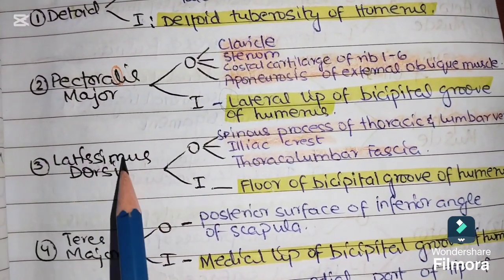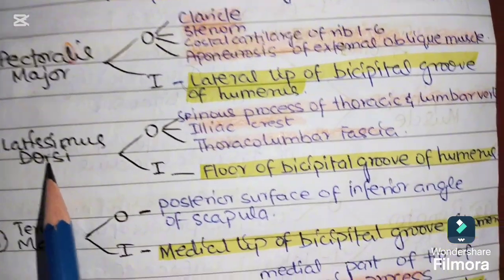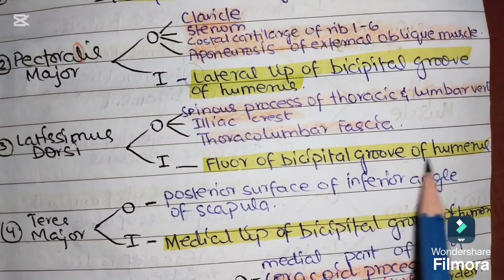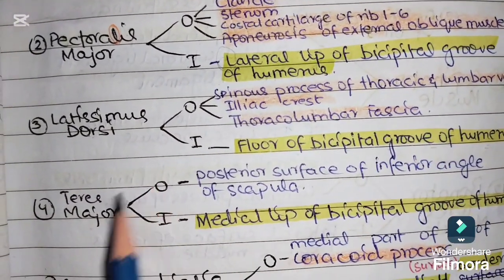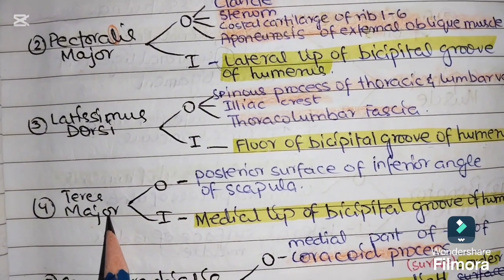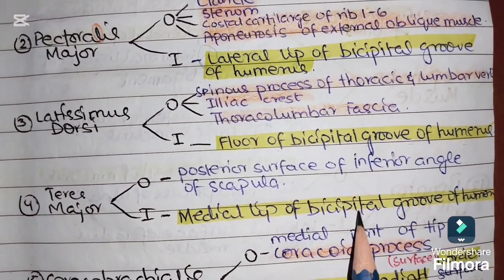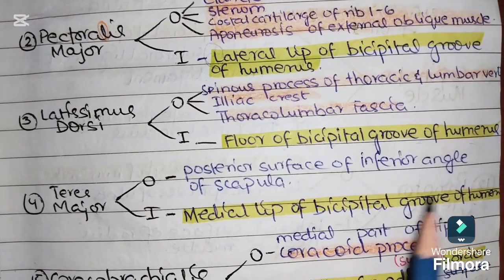So thirdly, we have the latissimus dorsi muscle, which inserts in the floor of the bicipital groove of humerus. Fourthly, we have the teres major muscle, which inserts in the medial lip of bicipital groove of humerus.